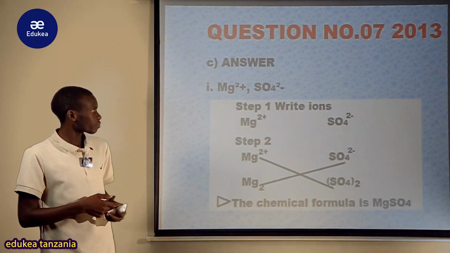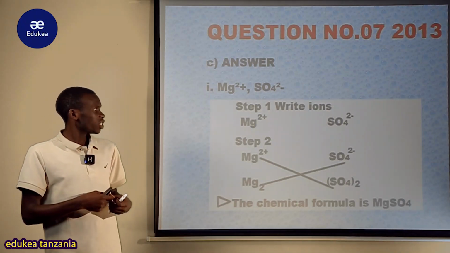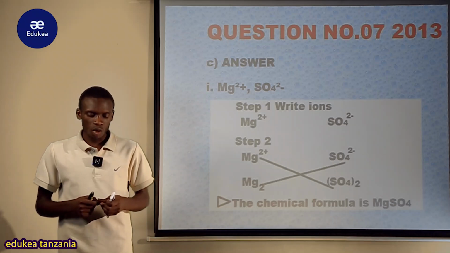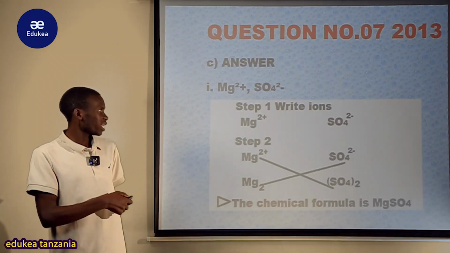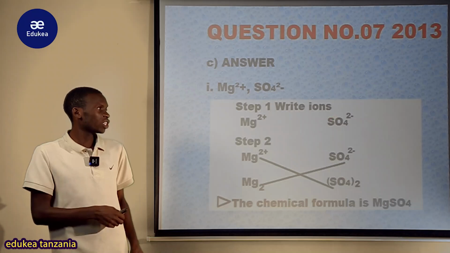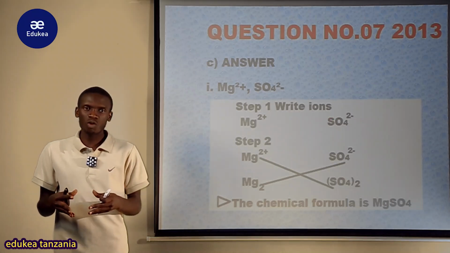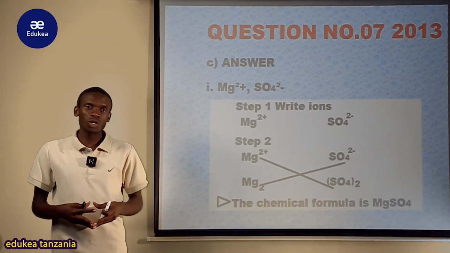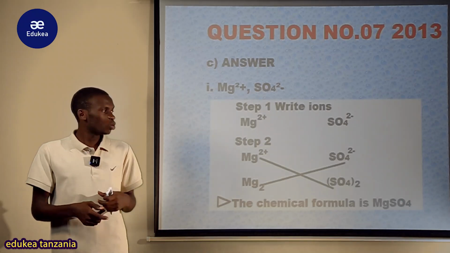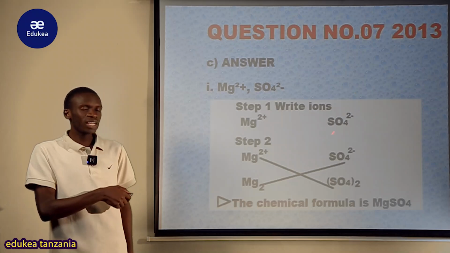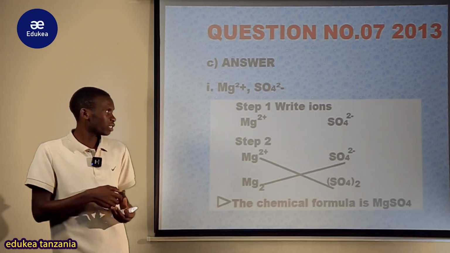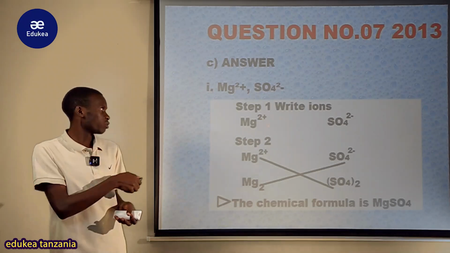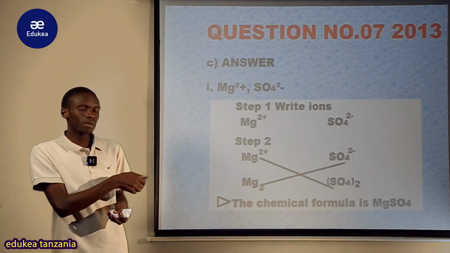And part C of the question was required to write the molecular formula. Itakiwa andike molecular formula when magnesium and sulfate combine. Magnesium na sulfate combine wanaform kitu gani? Process ambayo inakuja, step 1, first write the ions. Utaandika ions zako with its valence as the superscript. Superscript mean that unaandika kama kipeo kwa juu. Hizi valence zake kama superscript.